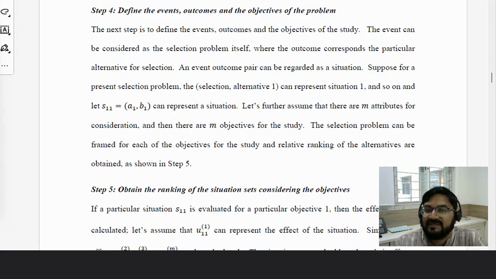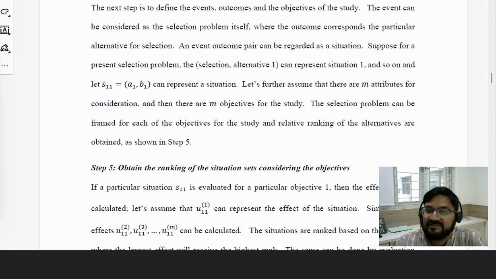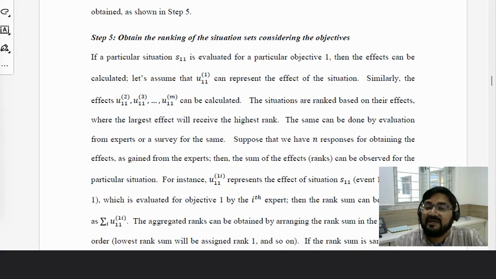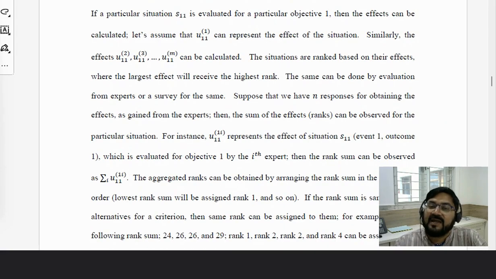Such a pair, the selection problem with alternative 1, the selection problem with alternative 2, we represent as a situation. So a situation is the problem with an alternative. Okay. Now we are evaluating the ranking of the situation set. So how can you rank that?